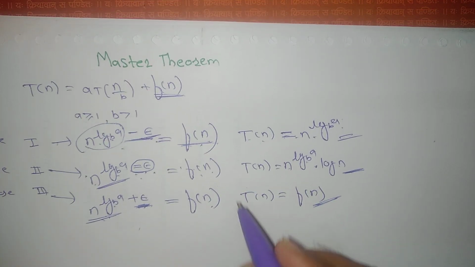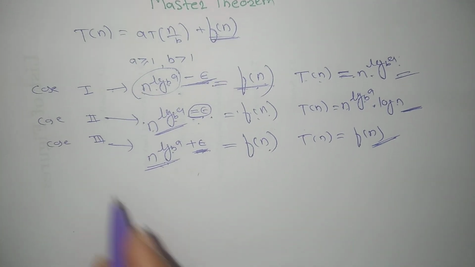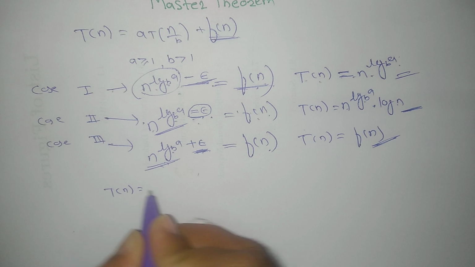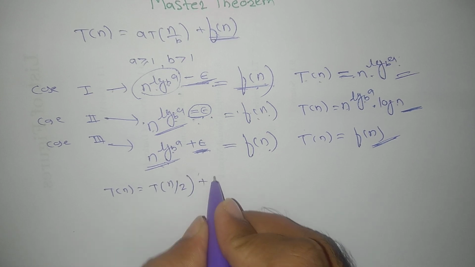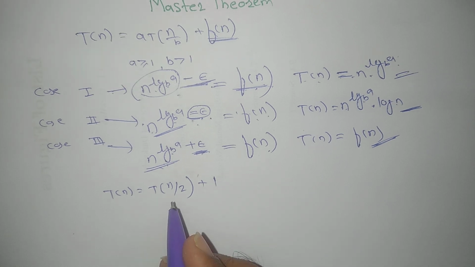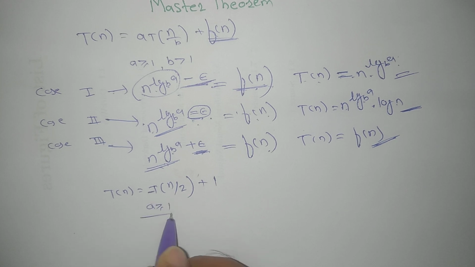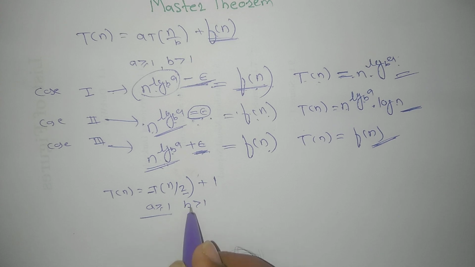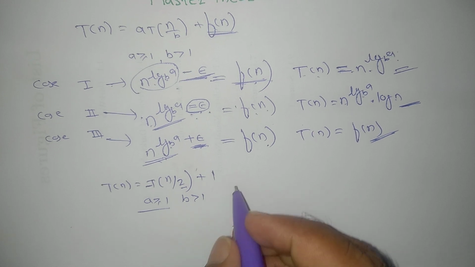Any problem statement, let's take one example and we'll try to understand. T of n equal to T of n by 2 plus 1. For this equation, can we solve with the master theorem? Yes. Why? The a value can be greater than or equal to 1 and b must be greater than 1. So here b is 2. So I can implement the master theorem. We'll try to solve using master theorem.